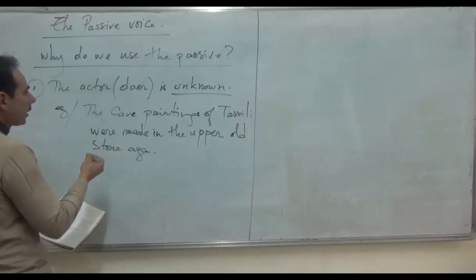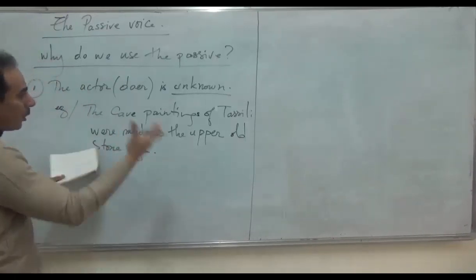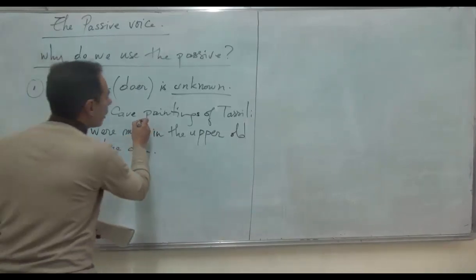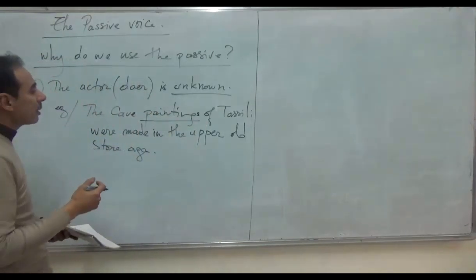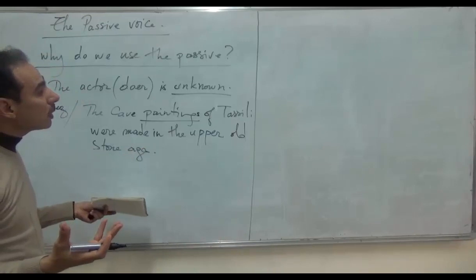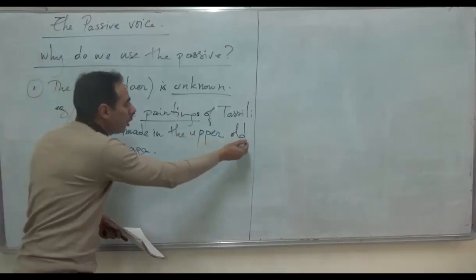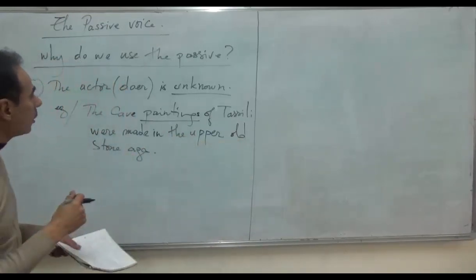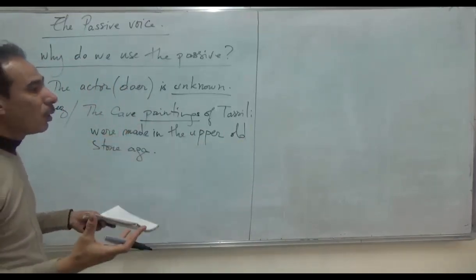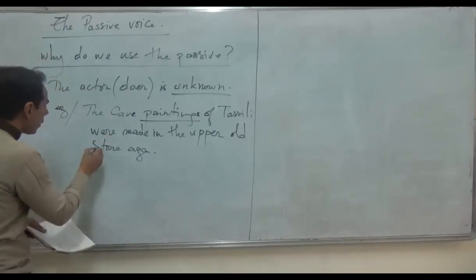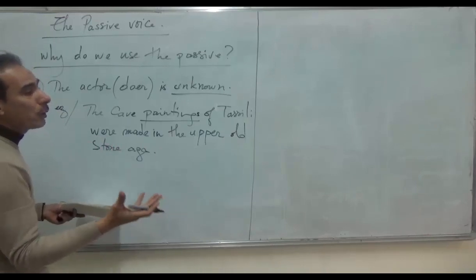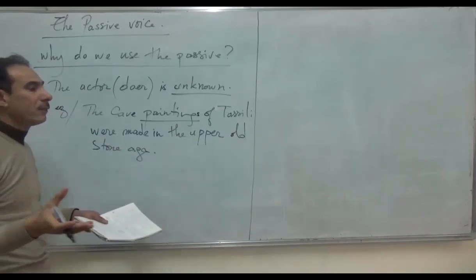Now, you can consider that when we read the sentence, we don't know who painted, who did these paintings, and we can understand also that it is unknown. It is very old. Of course, the paintings were done by man, but who? So the question is always, who did the action? If we don't know who did the action, we use the passive voice.